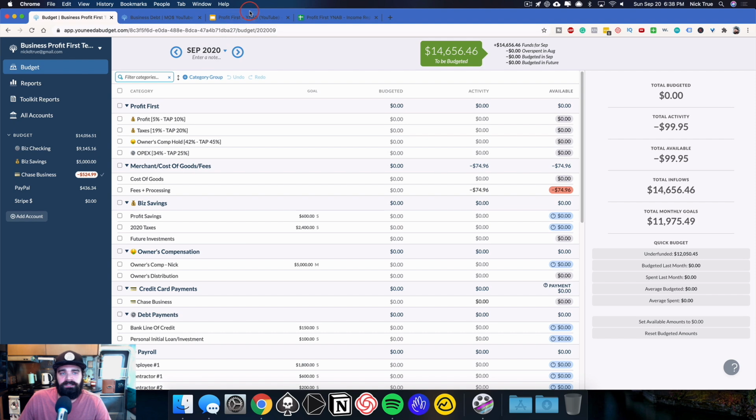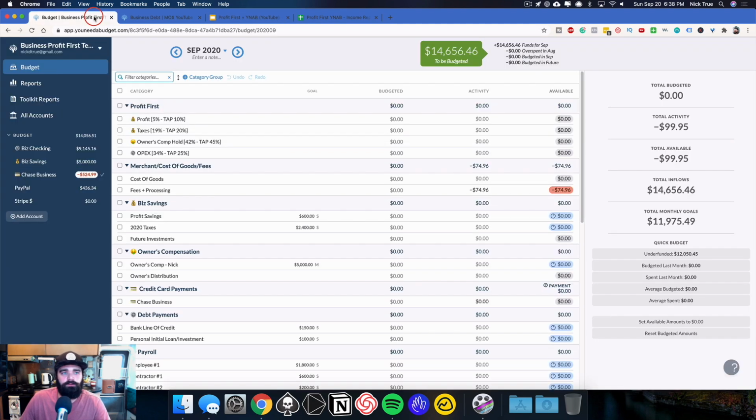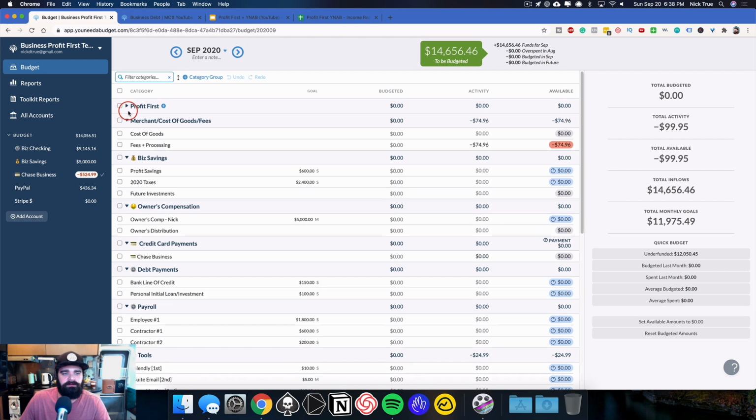That being said, let's jump over to number 6, which is to create our main operating expenses or OPEX category groups and categories. So over here, I'm going to skip this for now. You can see that basically here's what I've done. I've got a merchant cost of goods or fees group right out of the gate. I like to keep this up top.